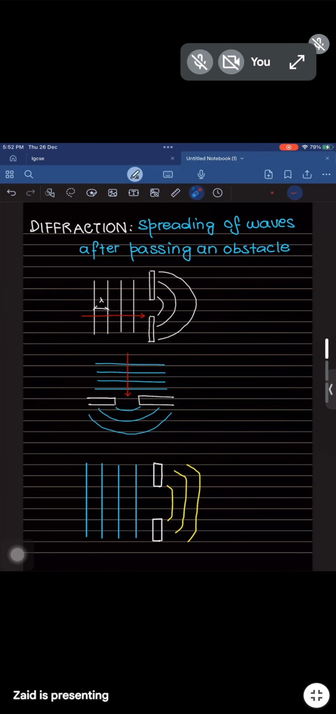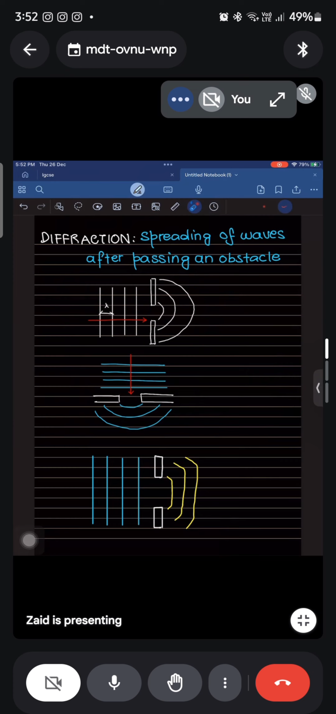So this was diffraction. Okay. And it's really easy.